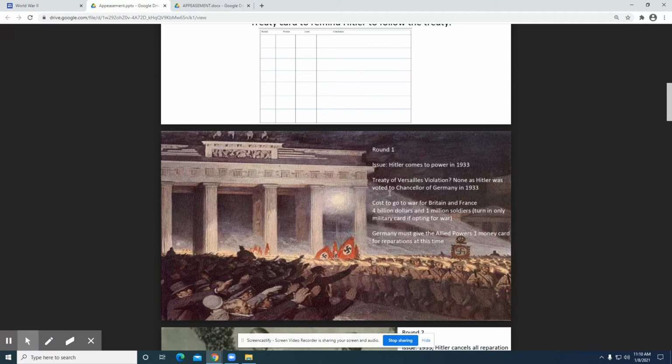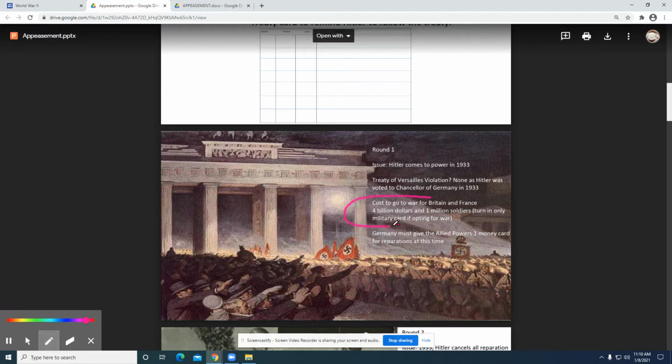And keep in mind, your goal is to end or not get involved in another conflict. Now, notice here, there is always a cost to go to war for the British and the French right here. There's always going to be a cost. So let's just say in round 1, the issue is that Hitler comes to power and the British and French say, you know what, we're not going to allow that to happen. We are just going to simply go to war at this particular point. Then this becomes your cost, $4 billion and 1 million soldiers dead. So I don't know what your thought is here, but if Hitler coming to power is an issue that is going to prompt you to lose this amount here, then so be it.